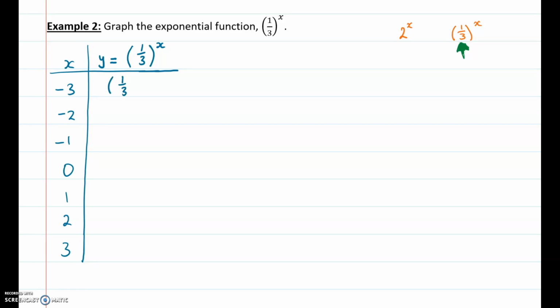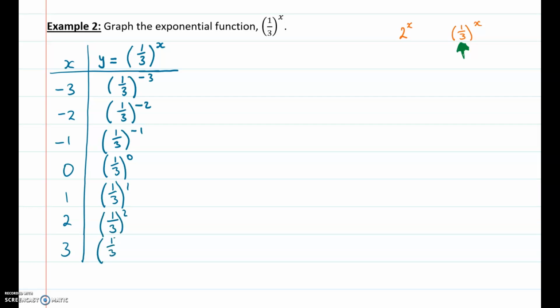So this is going to be 1/3 to the power of -3, 1/3 to the power of -2, 1/3 to the power of -1, 1/3 to the power of 0, 1/3 to the power of 1, 1/3 to the power of 2, and 1/3 to the power of 3. So we've got this question, 1/3 to the power of -3. Okay, so we've got a fraction with a negative power. What do you do? How do you handle that?